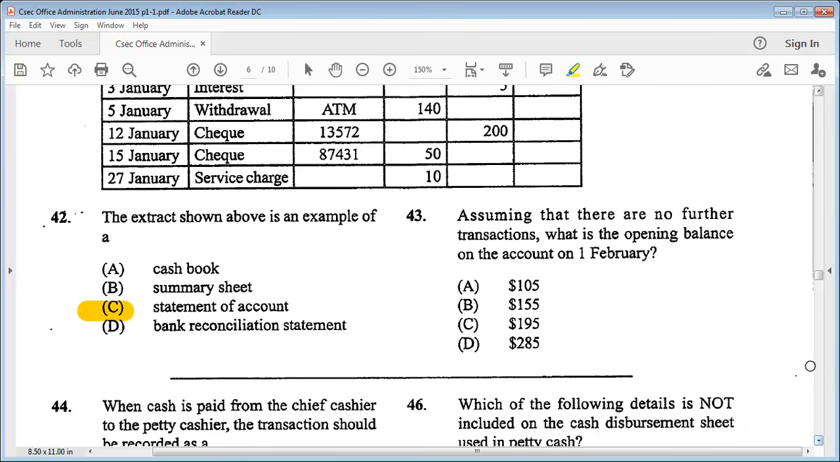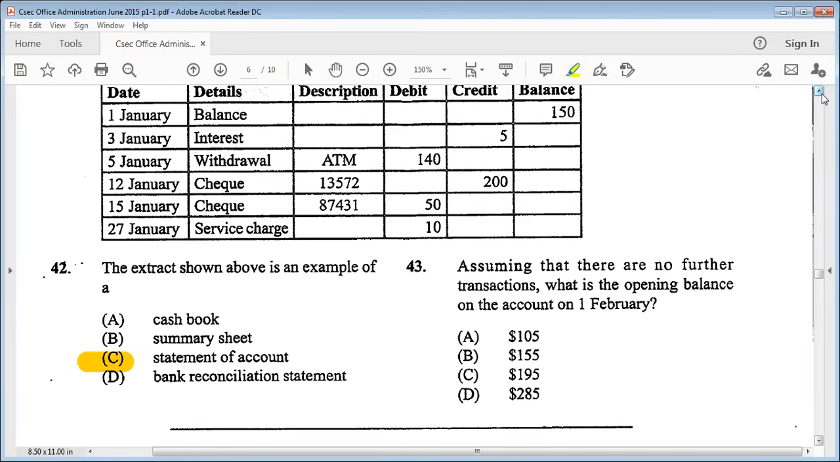It says, assuming that there are no further transactions, what is the opening balance on the account on the 1st of February? Is it A, $105, B, $155, C, $195, or D, $285? So there was a balance of $150. There was a $5 interest, so that is added. So that's a total of $155.